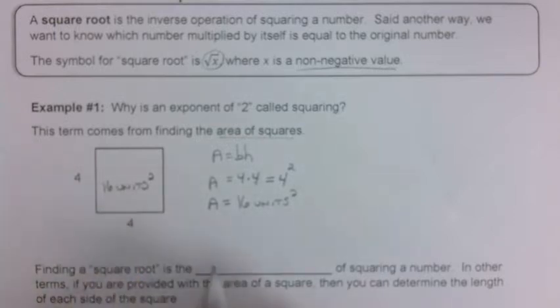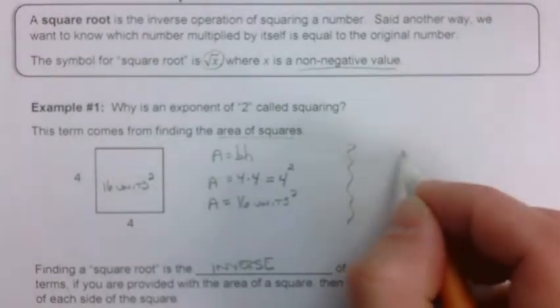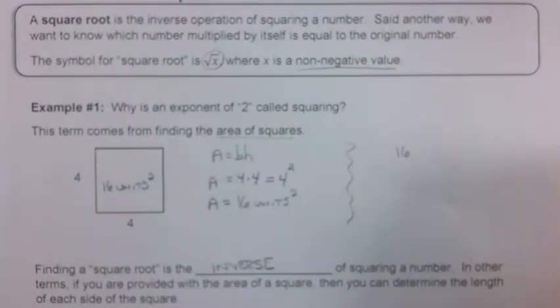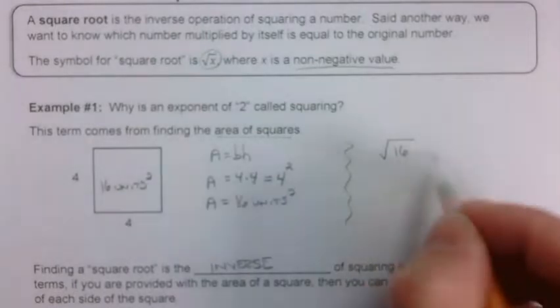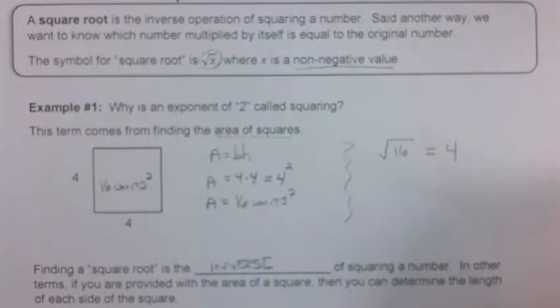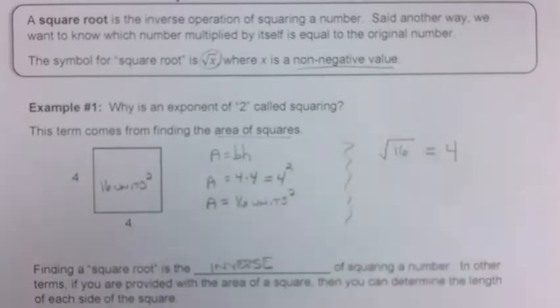Finding a square root, again, is the inverse of squaring a number. In other terms, if you are provided with the area of a square, then you can determine the length of each side of the square. So in this example, since the area is equal to 16, if I wanted to figure out what the side lengths were, I would have to take the square root of 16, and the square root of 16 is equal to 4, because 4 times 4 equals 16. What number did I multiply by itself in order to get 16? Well, that number was 4. So the square root of 16 is equal to 4.